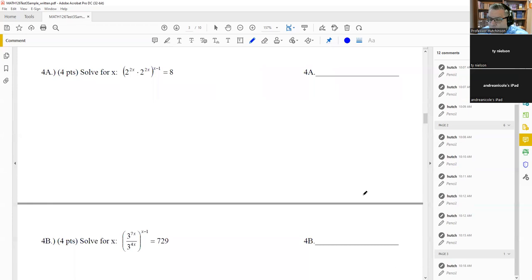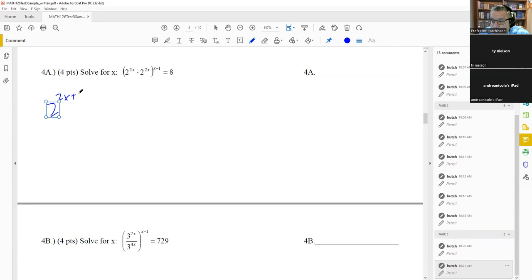Number four is one where you'll see either a multiplication or a division inside. So this is going to involve some of the exponent rules that we talked about. If you're multiplying two things with the same base, you add the exponents. If you're dividing, you subtract the exponents. So here, we're going to start by adding the exponents.